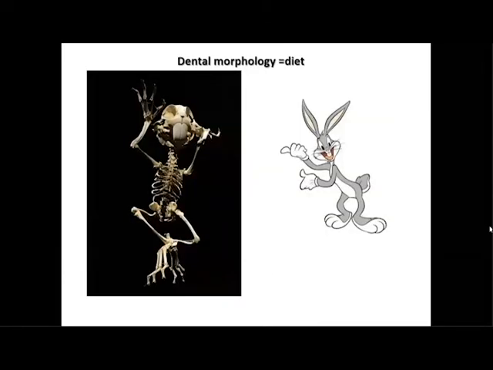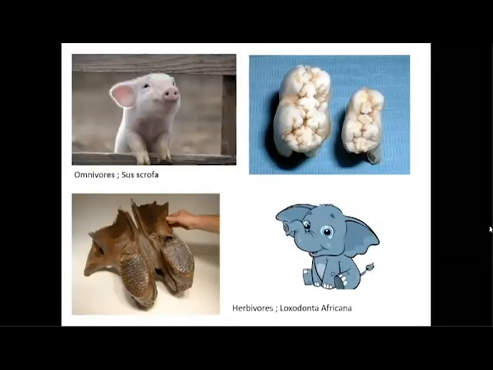The dental morphology alludes to the diet of any given species that you have. In this way, we can classify our animals as either herbivores or omnivores. If they're herbivores, then we can tell the kind of food they're consuming, and in this way, the type of environments that we expect and how it has changed.